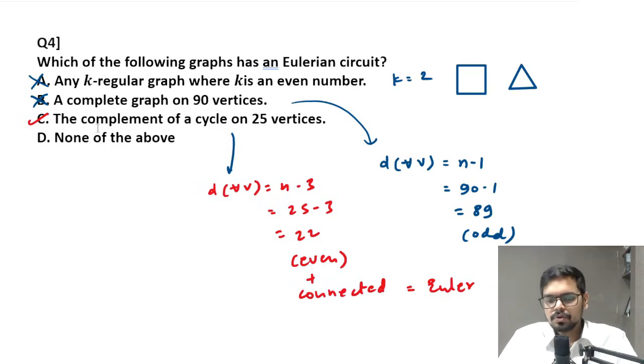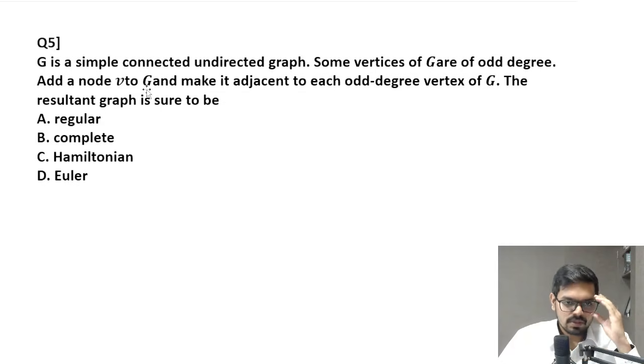Understood? Very beautiful question, because connected, not connected, very critical words. Since connected was not present, option wrong. If present, option was correct. So you have to be very cautious in this kind of question. Try the next question, question number 5.